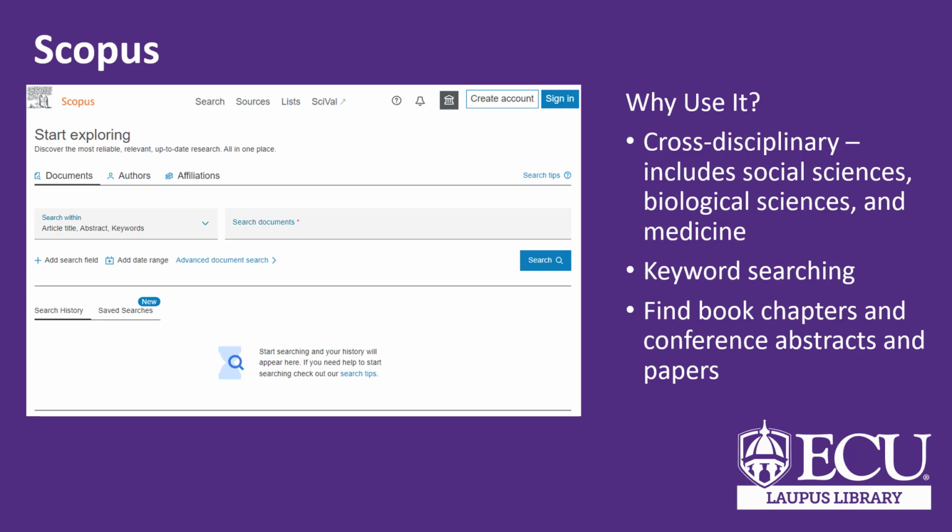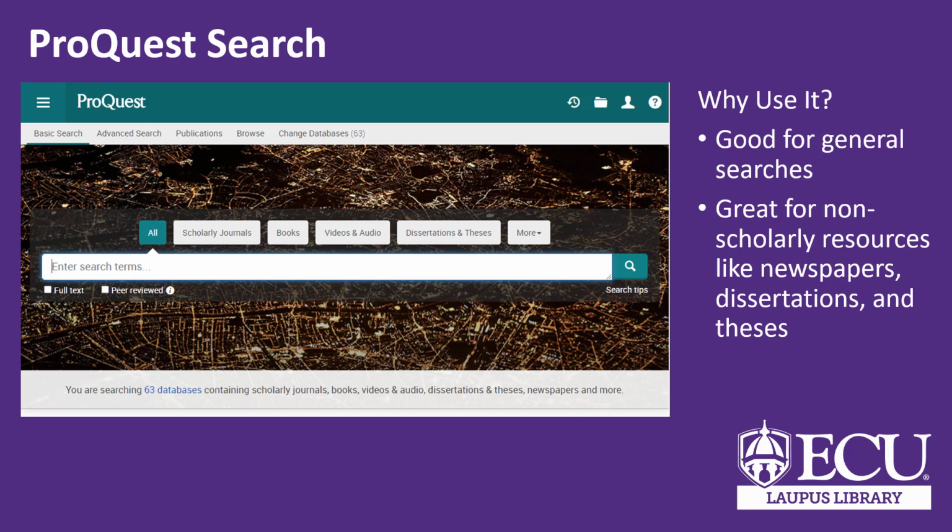Scopus is a large cross-disciplinary database, including social sciences, biological sciences, and medicine. It supports simple keyword searching as well as searching for literature by a specific author. Scopus will also pull book chapters and conference abstracts and papers.